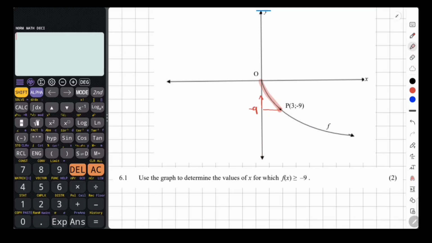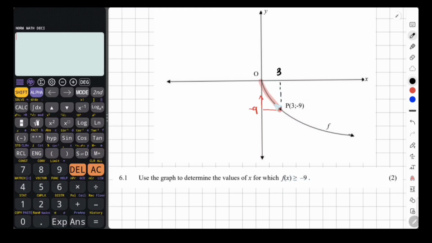So let's see what the x values for this are. First of all, where the f of x, the y value, is equal to -9, that is where x is equal to 3. Like they told us already, it's the point (3, -9). Then the places on the graph where this is greater than -9 would be here.